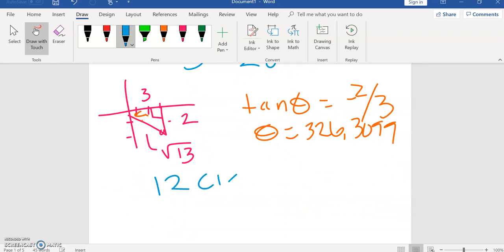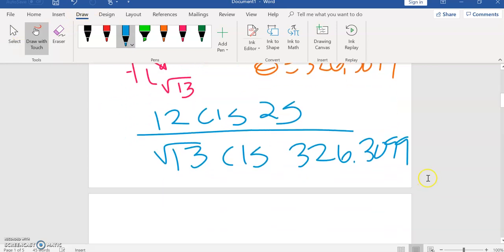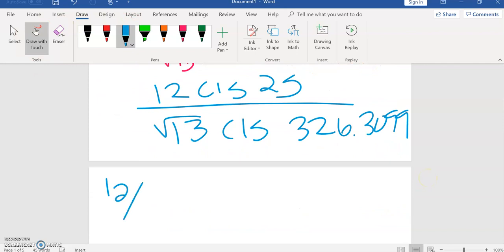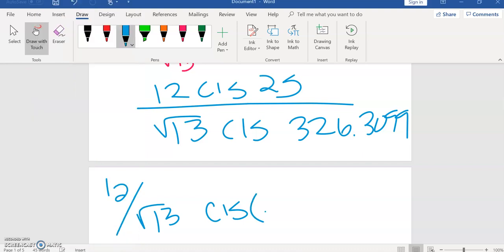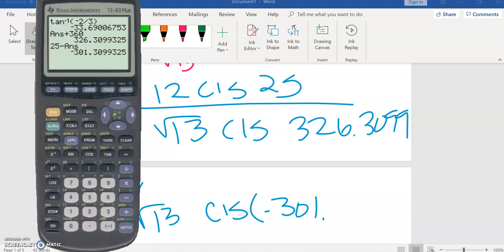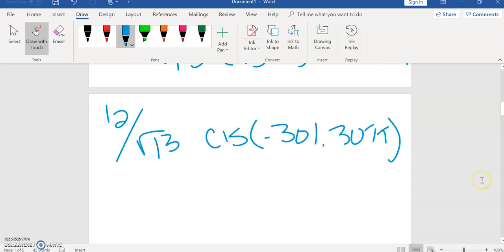So then I'm going to rewrite this. I have 12 cis 25 now over the square root of 13 cis 326.3099. Now I'm going to use my quotient theorem, which tells me out front is going to be 12 over the square root of 13, and then cis, and I'm going to do 25 minus my answer. I'm going to get negative 301.3099, and this I'm just going to leave negative.